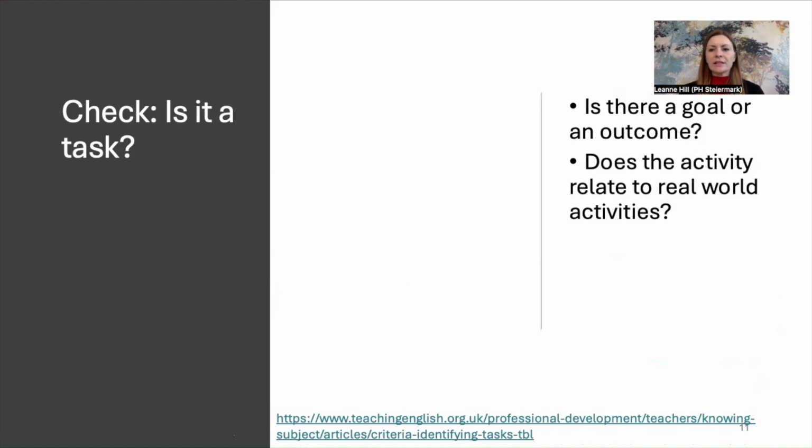So there is this checklist from teachingenglish.org, which I find quite helpful. So as you're planning your tasks for your classroom, these are some questions you can ask yourself. Is there a goal or an outcome other than learning the language, other than learning 7 words or whatever? Is there something else going on here?